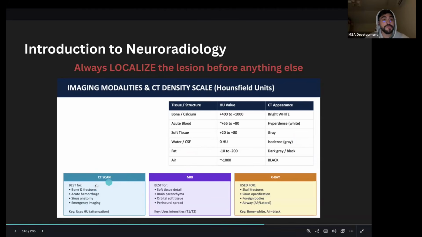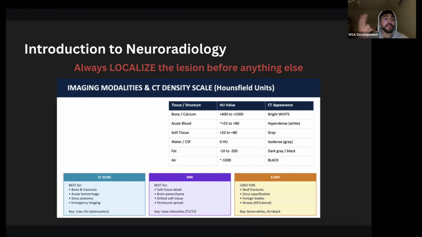Okay. When do we use CT scans? We use it in brain hemorrhage, in examining the sinuses, and in bone fractures. Like, for example, the Lefort fractures or basilar fracture, I'd go for a CT scan. An MRI is when I want to examine the soft tissue, when I want to look at the brain parenchyma further. That's when I'll use an MRI.